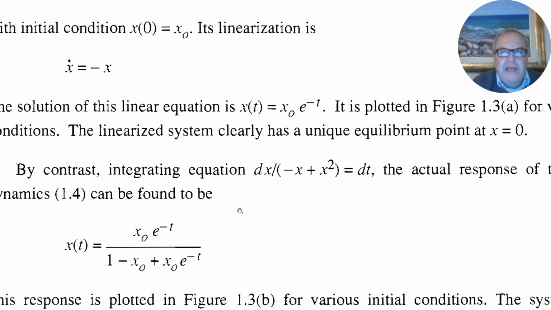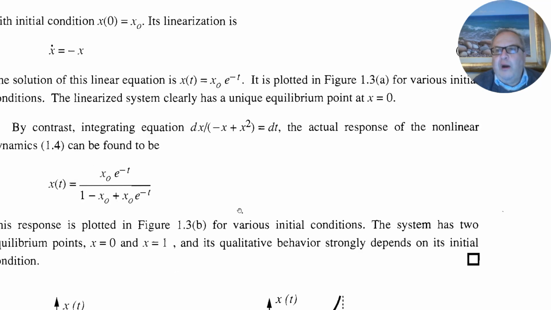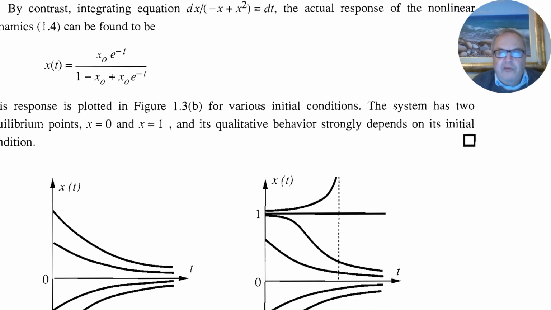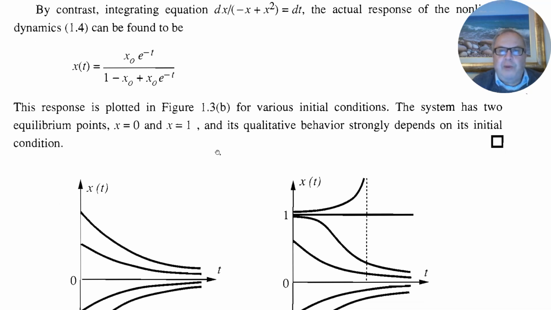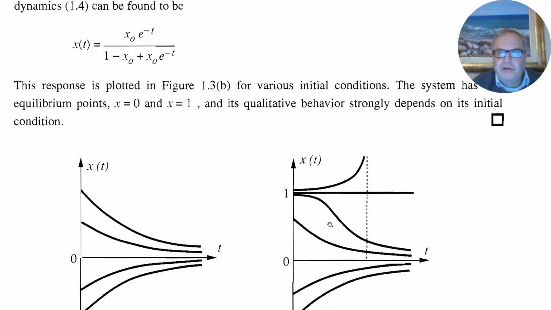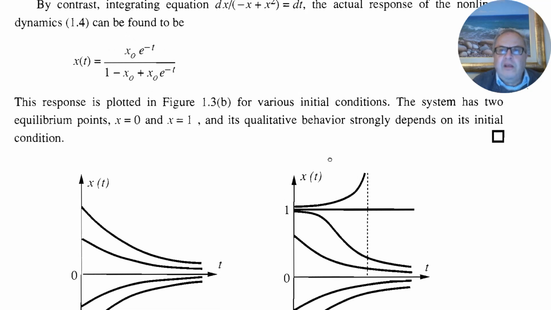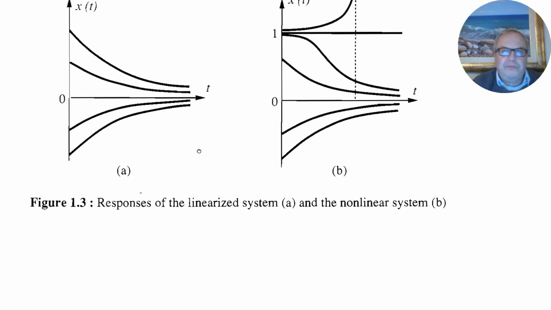If the equilibrium point is unstable, then if you go away from the equilibrium point, you will not go back to the equilibrium point. This is for the other equilibrium point here. So for the other equilibrium point here, you have, for example, this behavior, x dot, x(t). So the other equilibrium point is unstable. So the system has two equilibrium points, and its qualitative behavior strongly depends on its initial condition.